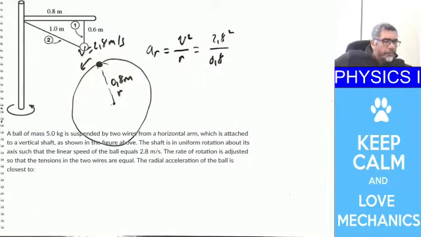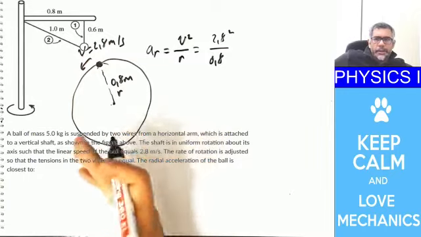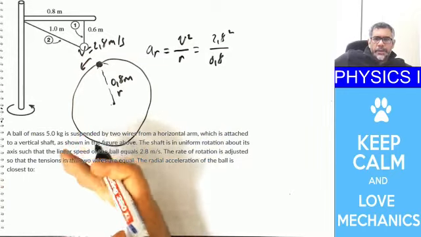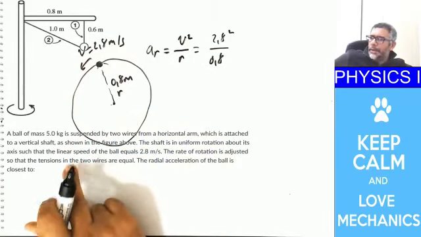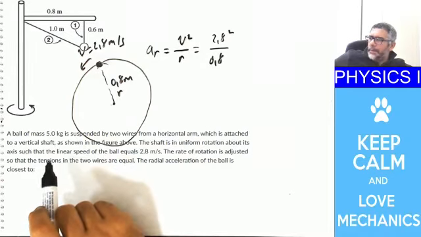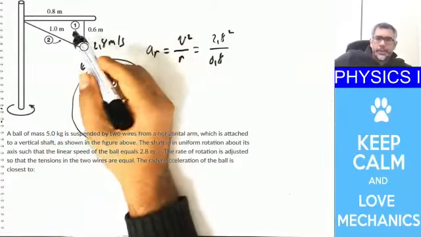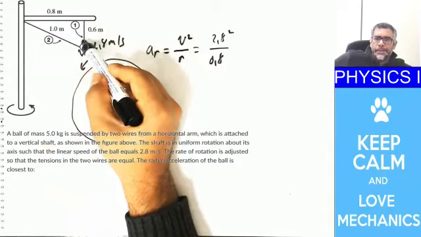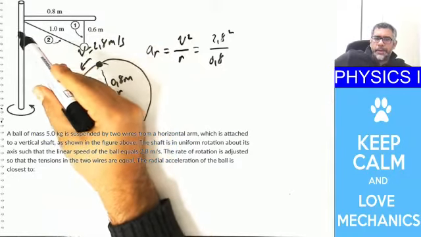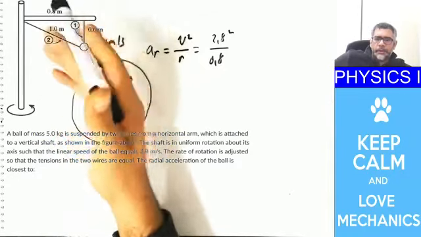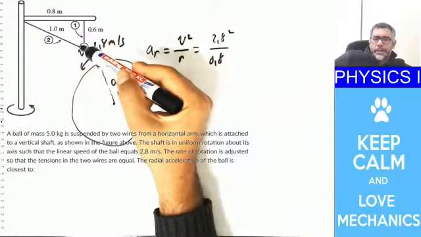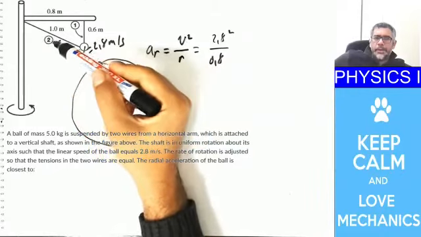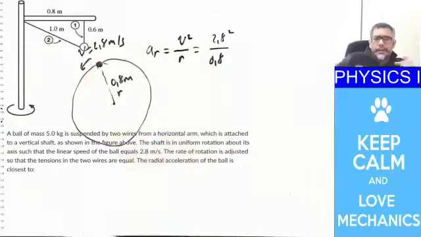Okay. But about this problem, I can ask additional questions. Okay, I will do it. The problem says that the tension in the two wires, this rope and this rope, okay, or string. I said string, rope, or wire, they are all just the same. The tension in these wires or strings, the problem says, is equal to each other. They have the same tension, okay?